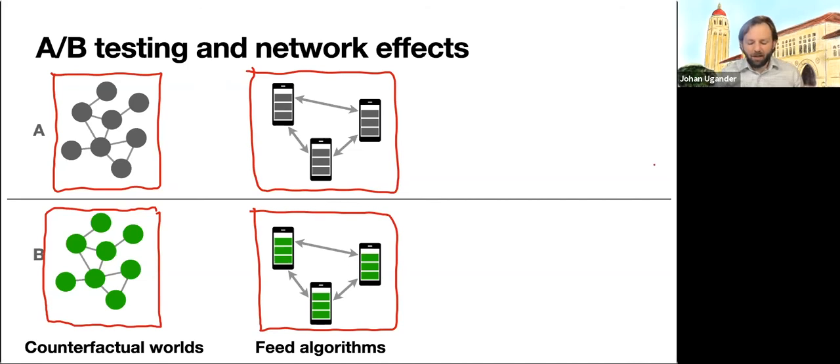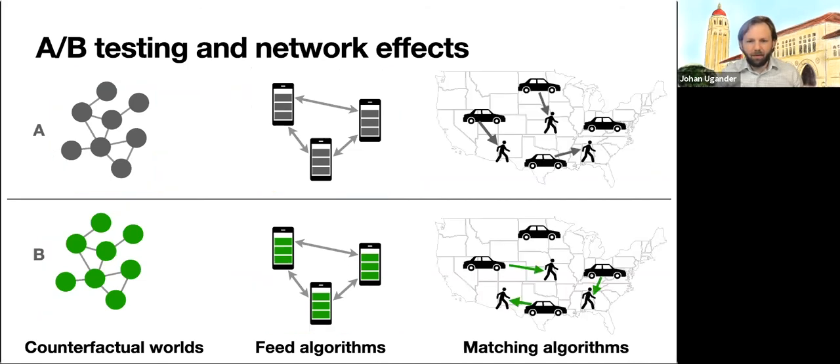A third context, just to put something on the table that's a very important application and has become increasingly important in the last few years, is understanding the role of algorithms in markets, and being able to A/B test those types of changes. So consider something like a ride-sharing platform where you're making decisions on how to match individuals to cars.